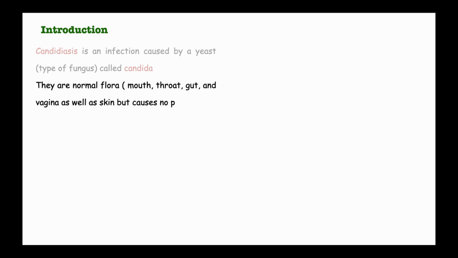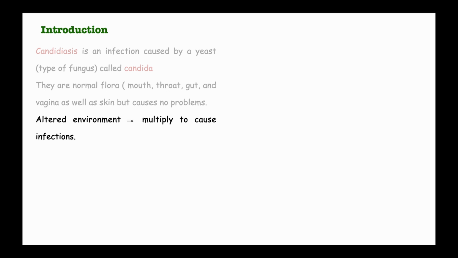Now, vaginal candidiasis is an infection which is caused by a yeast, a type of fungus called candida. Now, these candida are normal flora which live inside the body in places such as the mouth, the throat, the gut, as well as in the vagina, and even on the skin, and they cause no problems at all. However, if their environment is altered, then they multiply in number and lead to the infections that we may see.